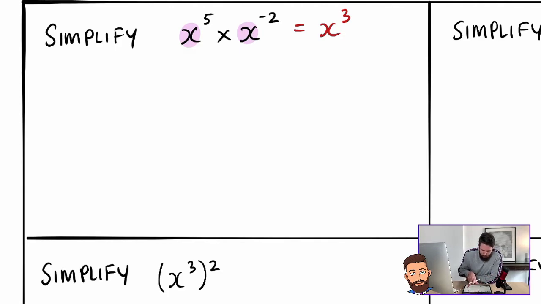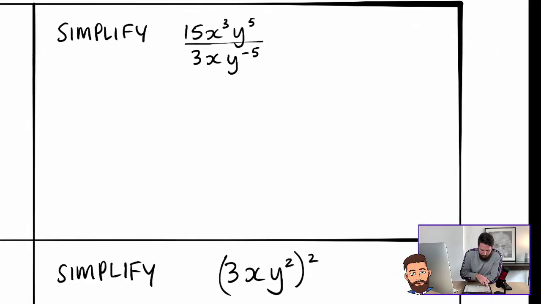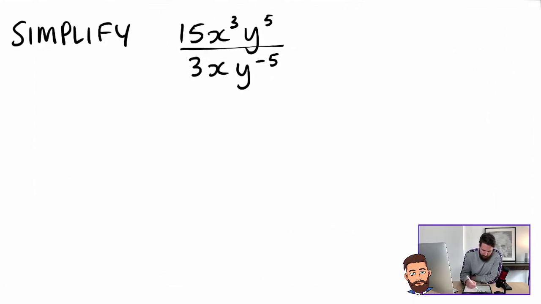Moving on to the top right question. Here we have 15x cubed y to the power 5 divided by 3x y to the minus 5. We discussed how we can break this down into steps where we can focus on each of the terms individually. So we'll start by focusing on the whole numbers. What does this say? 15 divided by 3. Well, we know 15 divided by 3 is 5. So the first part would be 5.